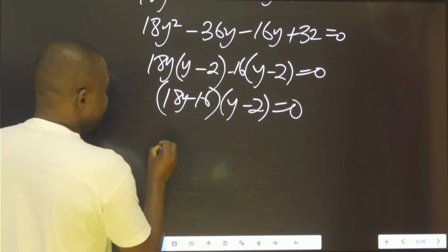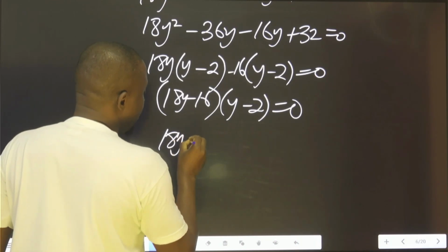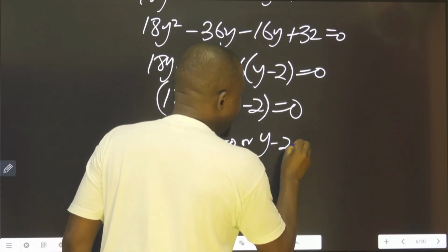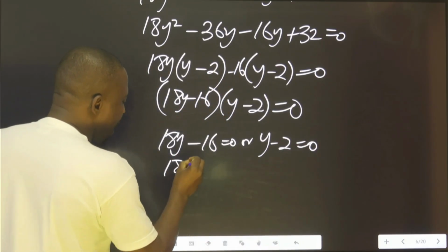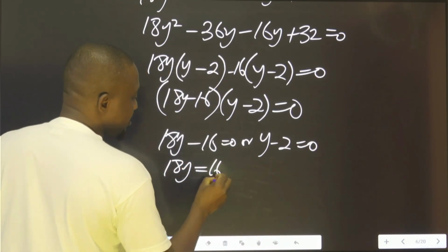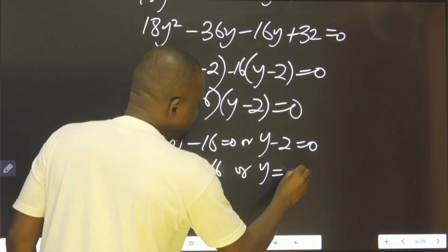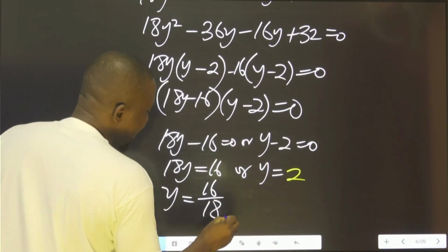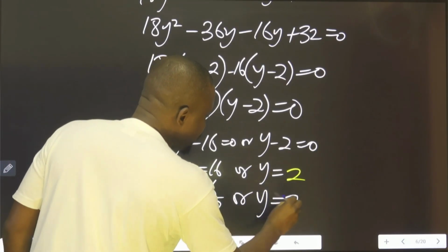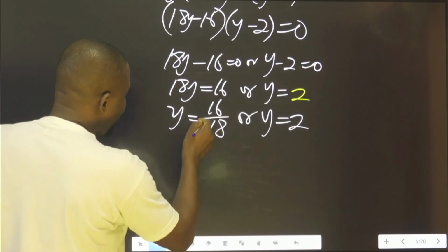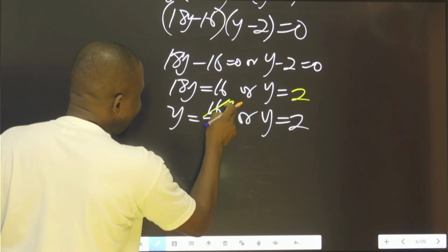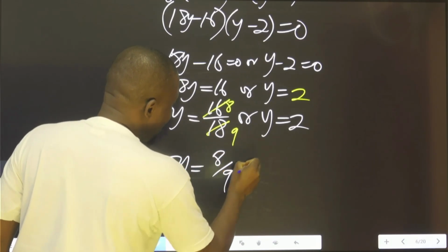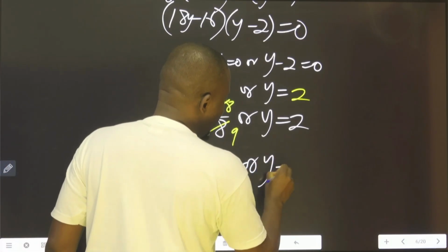You will agree with me it is 18y minus 16 equals to 0, or y minus 2 equal to 0. That is 18y equals to 16, or y equals to 2. Y therefore is 16 over 18 here, or y equals to 2. So if we apply 2 here, we're going to have 8, 2 here, we're going to have 9. Meaning y is 8 over 9, or y is equals to 2.